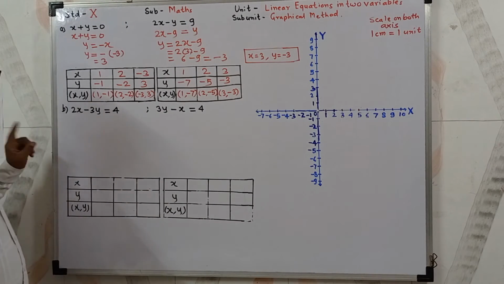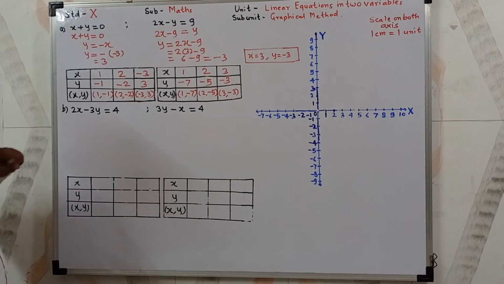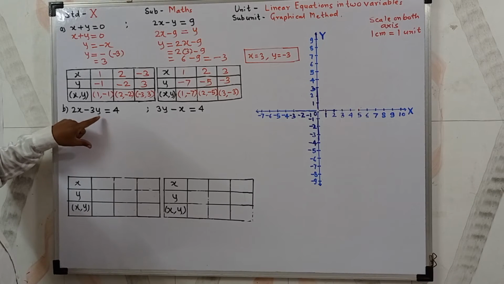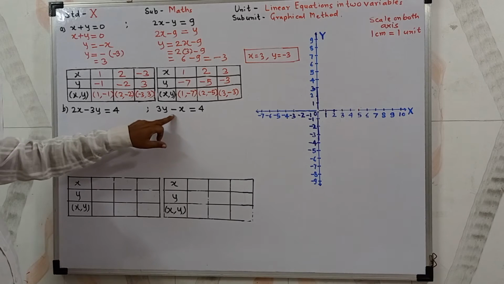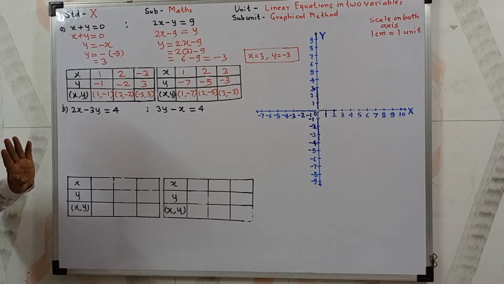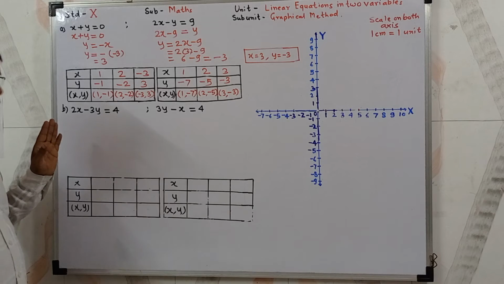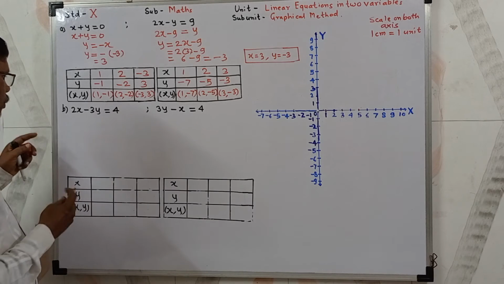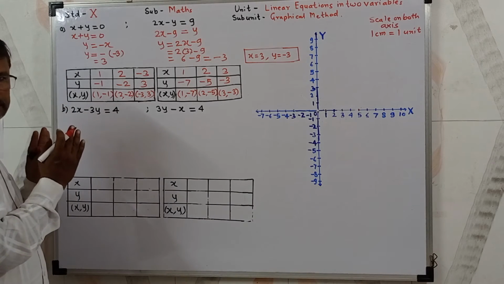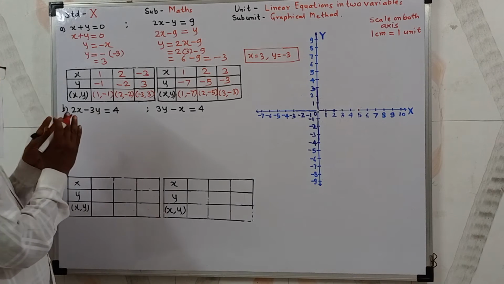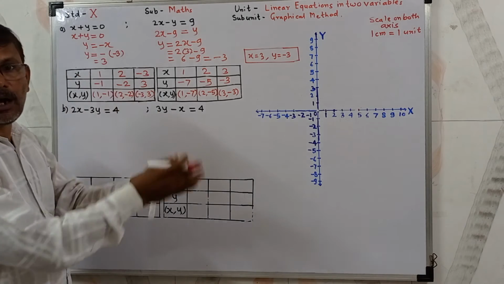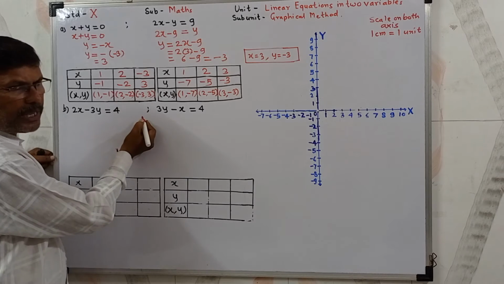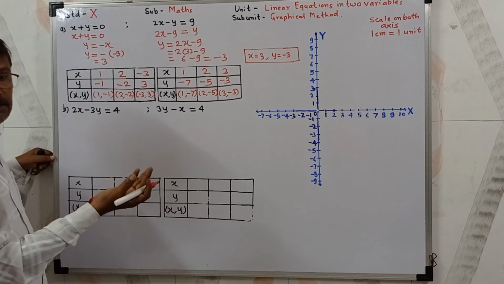Now, see the next example, that is 2x minus 3y is equal to 4 and 3y minus x is equal to 4. So we must find out the value of y. We know how to find it: we must put the y on one side and the other terms on the other side. So here is minus 3y. So take this minus 3y to that side. So it becomes plus 3y.